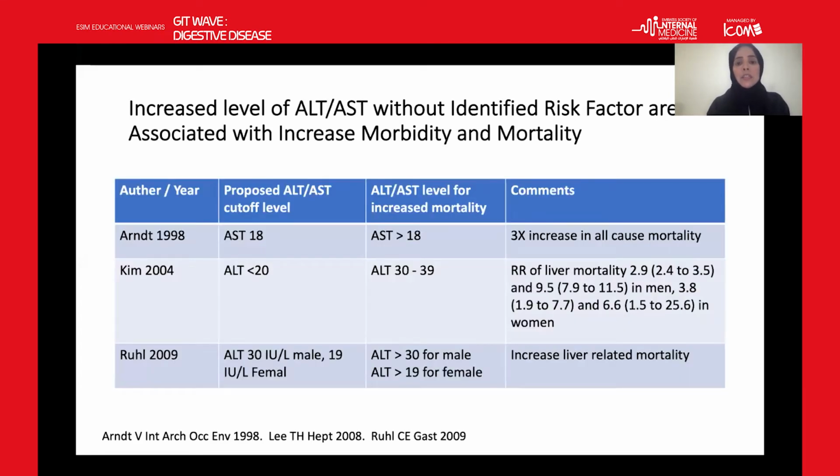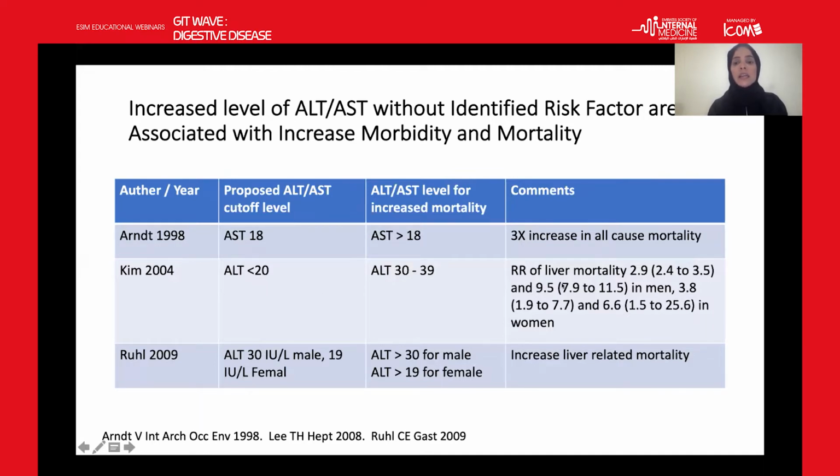And this is another study which showed that there is a relationship between increased levels of ALT and AST without any identified risk factor, meaning the patient does not have any disease, and this is associated with increased mortality and morbidity. Like we see from Arnott in 1998, who published a study that the reference range of AST is 18. If it is greater than that, there is 3 times increased all-cause mortality. And came in 2004 with a reference range of ALT less than 20.